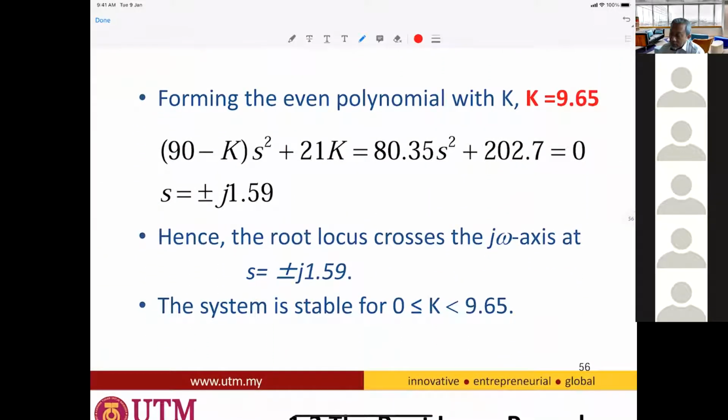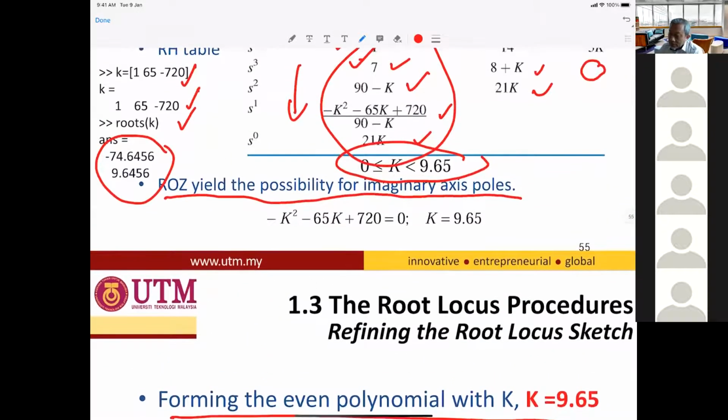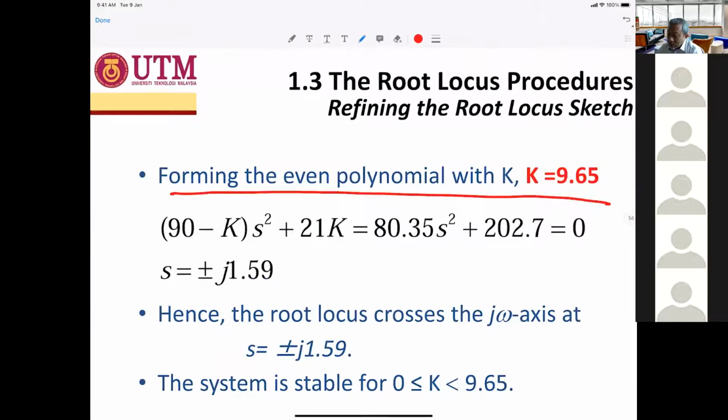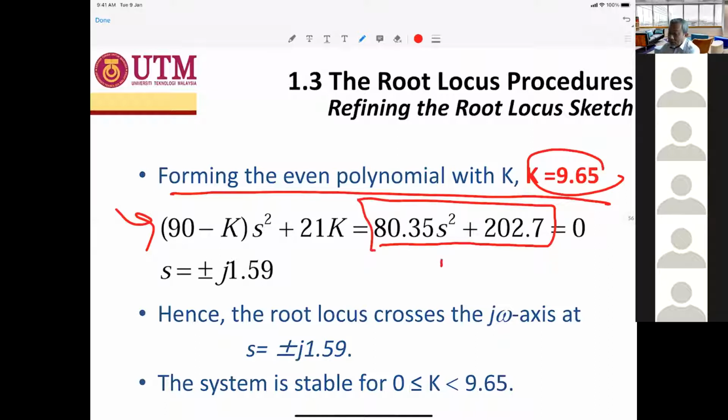So forming the even polynomial with K = 9.65, which is this polynomial: (90 minus K) S square plus 21K. So you insert the value of 9.65 inside this one. You will get 90 minus 9.65, and inserting the value for 21K, you will get 80.35 S square plus 202.7 equal to 0. Okay, then you simplify this.